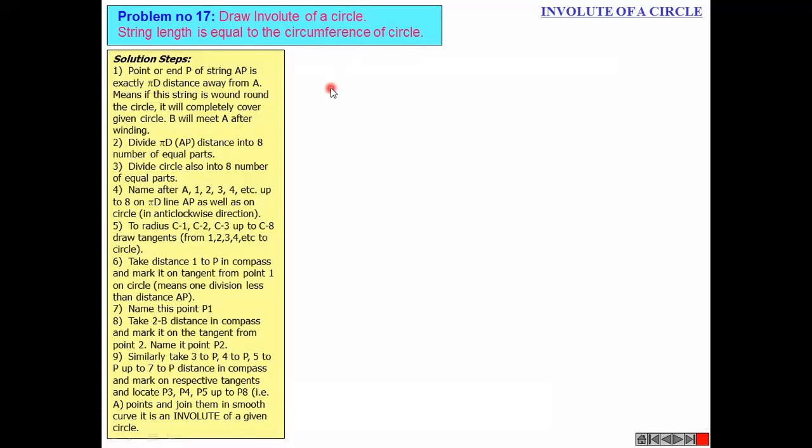These are the steps. First of all, if you are told to draw an involute of a circle, the diameter of the circle must be provided to you. For the time being, assume that the circle is 50 mm. You can write down the steps in raw language also. These procedures at times become confusing, so write them down in whatever language you can understand while I am speaking.